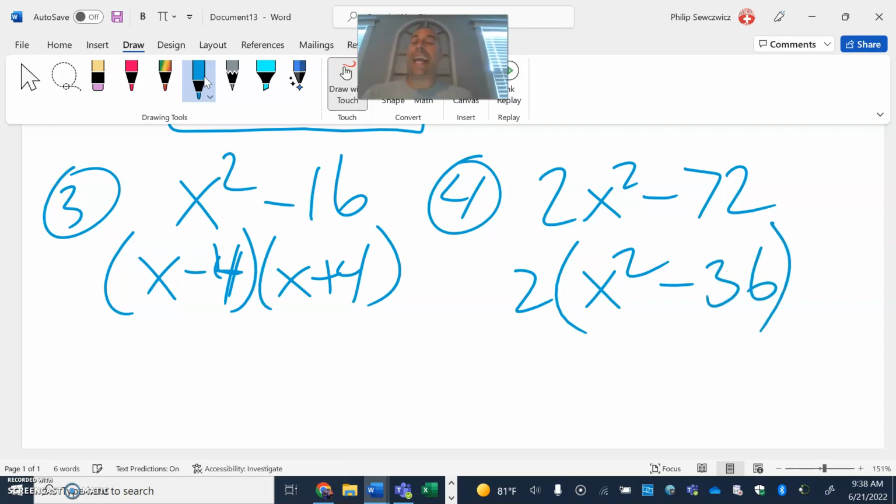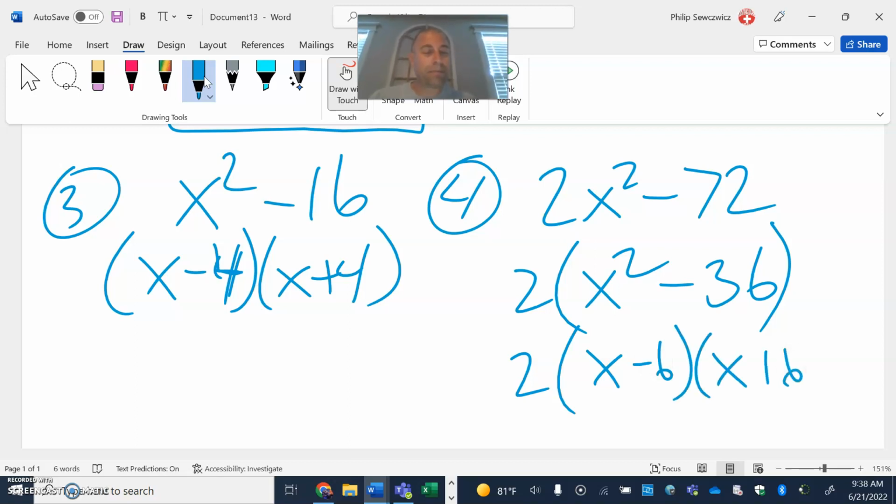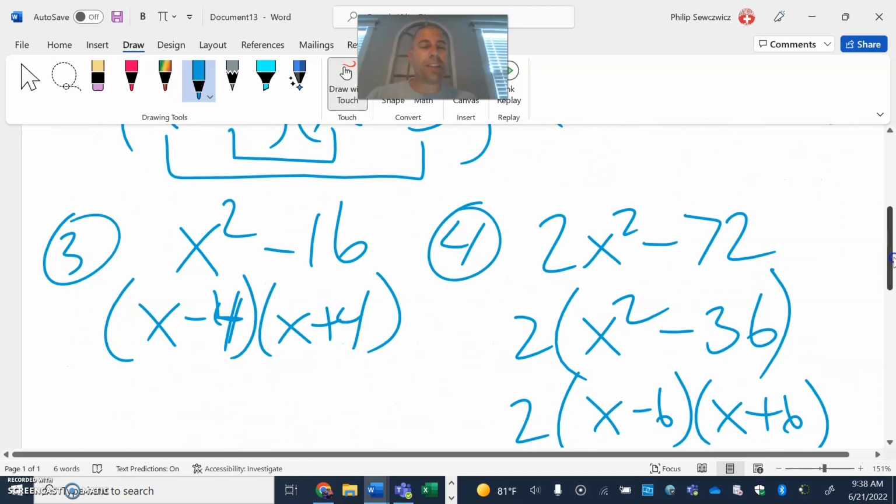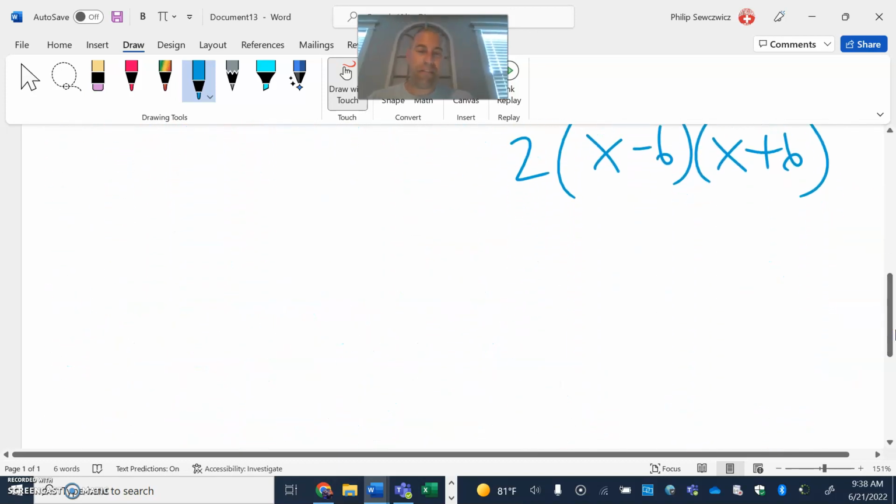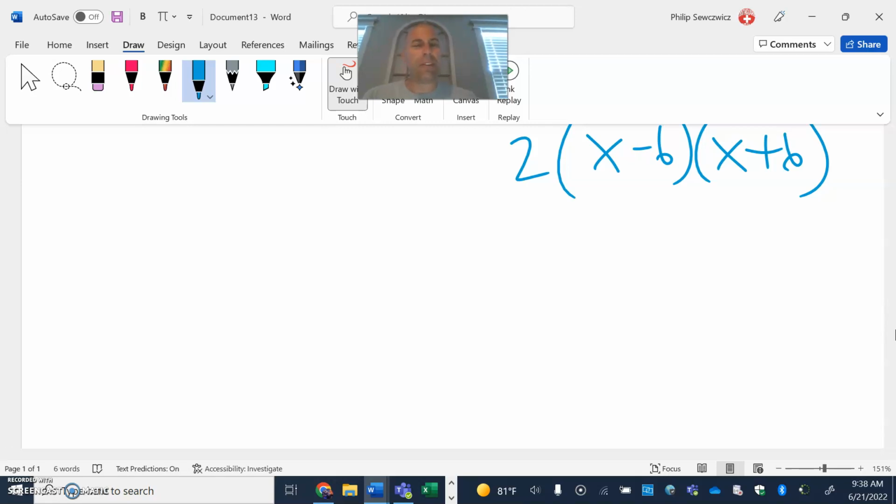And now we can go, oh, I see you. It's a binomial. I've got an x squared, I've got a minus sign, and we've got a perfect square here. So the 2 comes along for the ride, and we've got x minus 6 and x plus 6. So that's really the only way we can get sneaky with binomials, is if we end up bringing out a greatest common factor. And that's why you always want to start there. Now, there are other things, but I'm a big fan of greatest common factor first, and then let's see if we can factor.